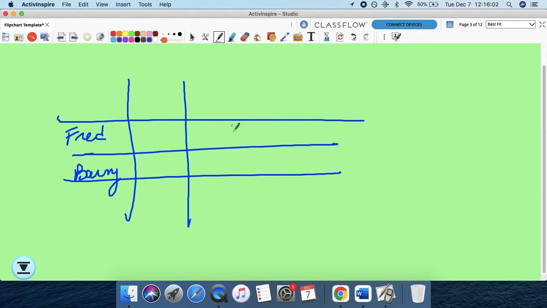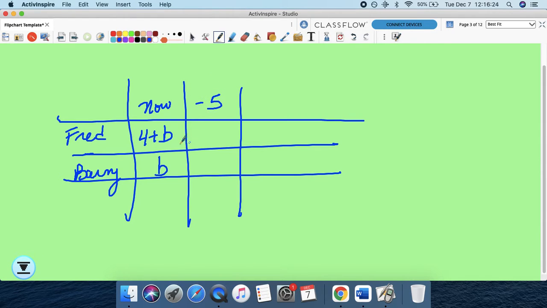So Fred is what? 4 years older than Barney. How old is Barney? Well, I don't know. So let's call it B. So Fred is 4 plus whatever Barney is, B. Now, 5 years ago, okay, so this is minus 5. 5 years ago, the sum of their ages was 48.